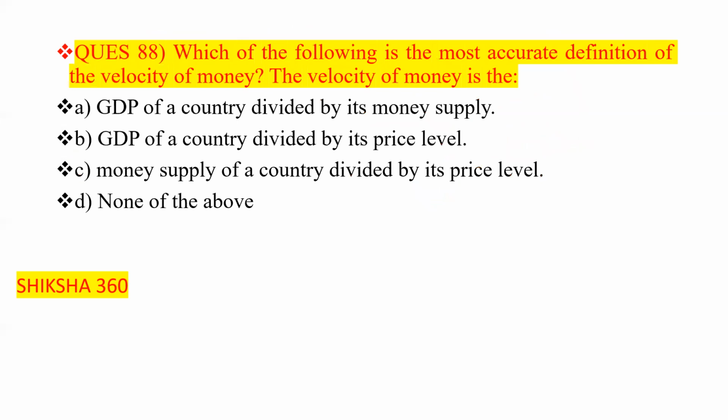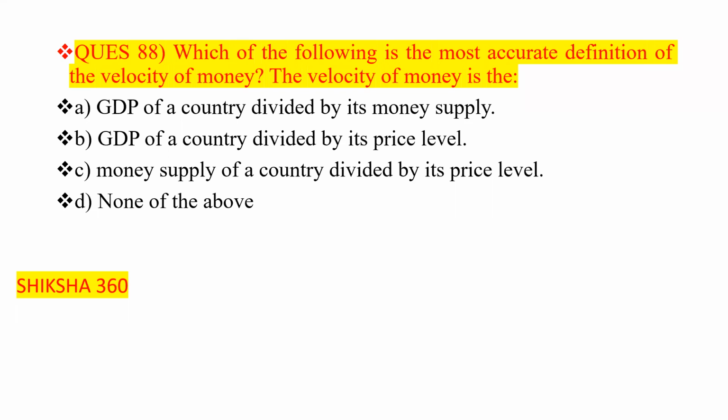Question number 88. I have already discussed this question, I think two to three questions back. Which of the following is the most accurate definition of the velocity of money? First, GDP of a country divided by its money supply. Second, GDP of a country divided by its price level. Third, money supply of a country divided by its price level. Fourth, none of the above.